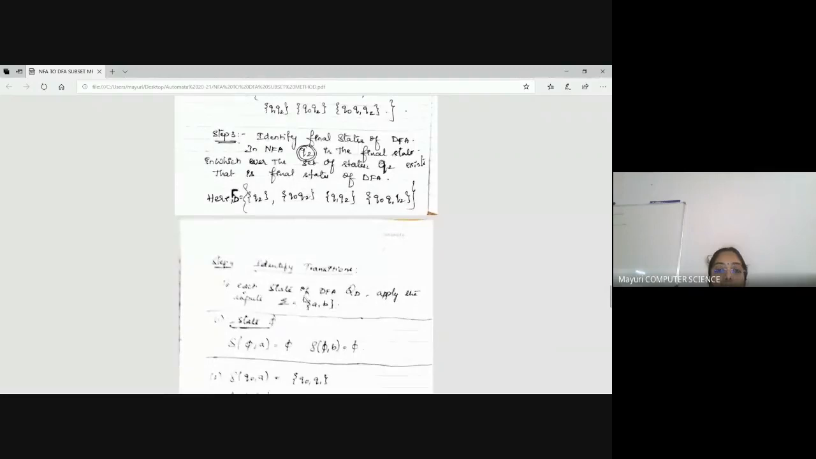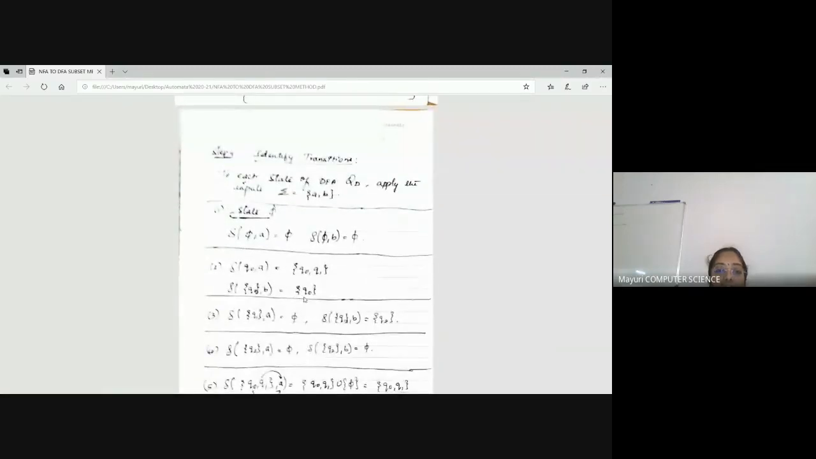Then the next step is you need to identify the transitions. It's very simple. Start applying your input, the set of all inputs. The set of all inputs is A, comma B. So to each and every state, please apply the inputs. It will take you to the next state. So there come the transitions.